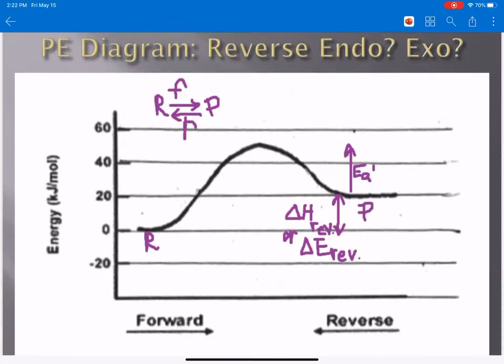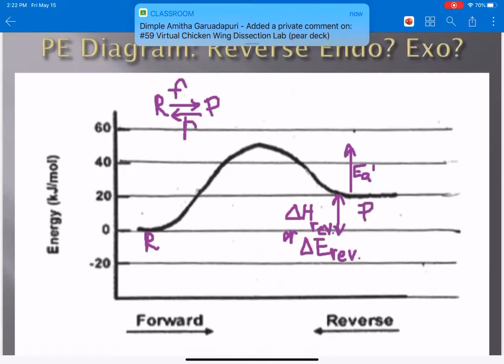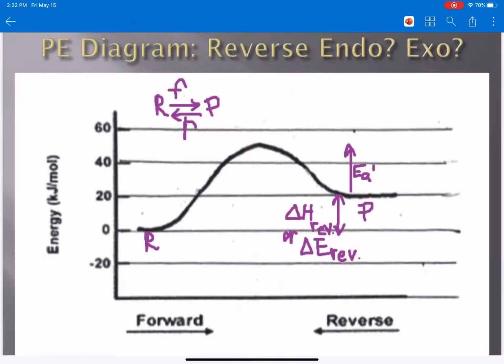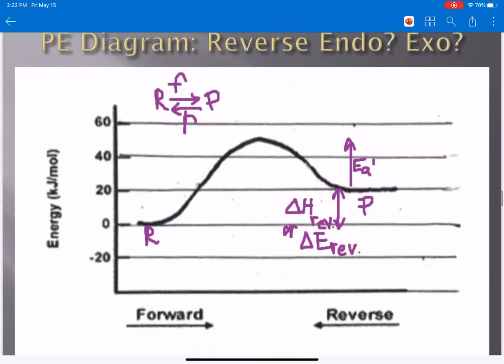The big difference between these is if the forward reaction is endothermic, like this one is, then the reverse reaction is exothermic. They're always going to be opposite of each other. Endothermic in the forward, exothermic in the reverse, and delta H and delta E are always going to have the opposite sign. So endothermic is a positive delta H, exo would be a negative because heat is being lost.